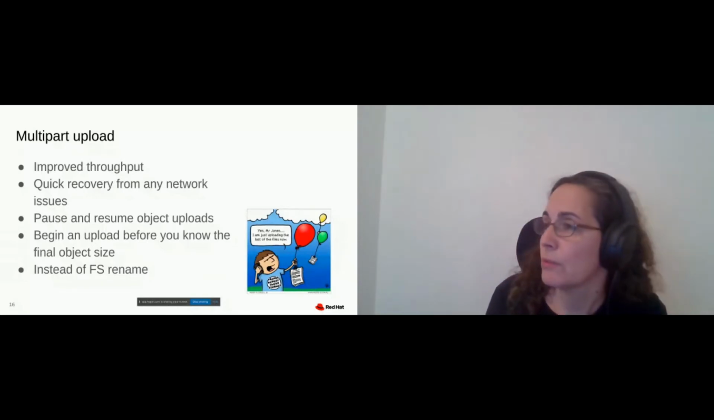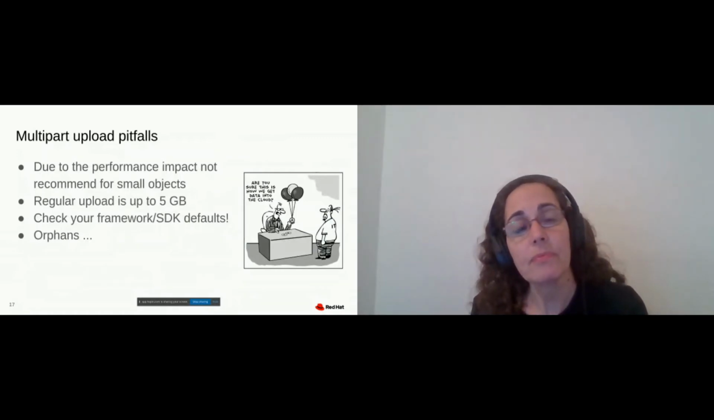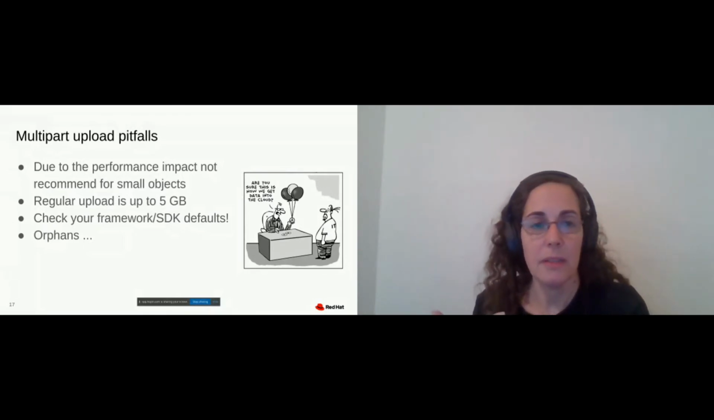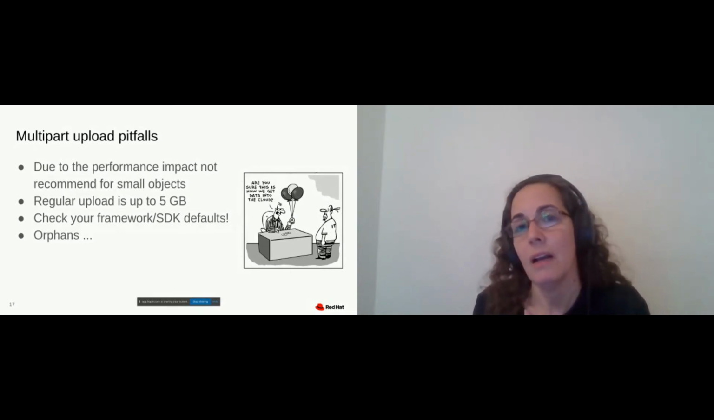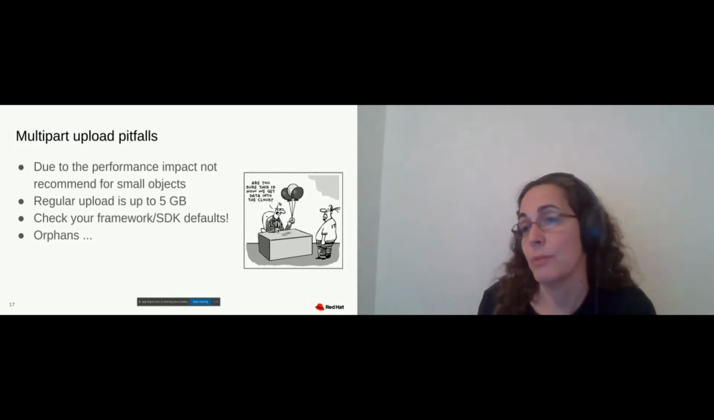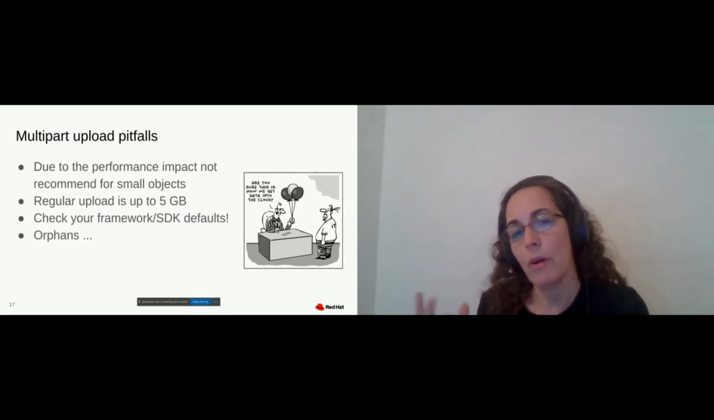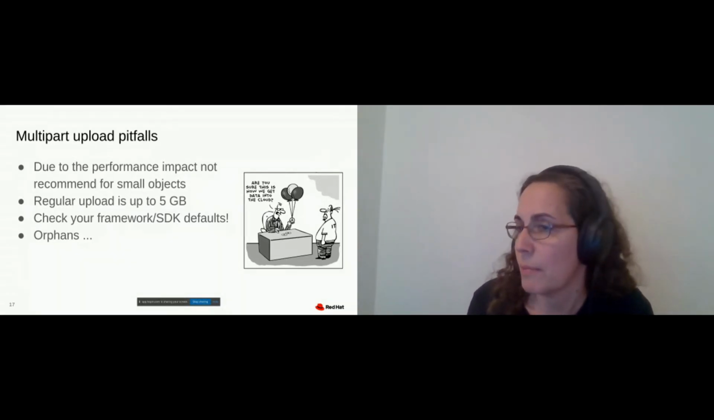But there are some pitfalls in using multi-part upload. First of all, you need to understand the performance. Instead of one request, we have three. So if the object is small, you want to make sure that you don't use multi-part upload, because you can get up to three times slower throughput. Also, if you use regular upload, you should know that the object size is limited to 5 gigabytes. So for objects larger than 5 gigabytes, you should always use multi-part upload, which is limited to 5 terabytes.